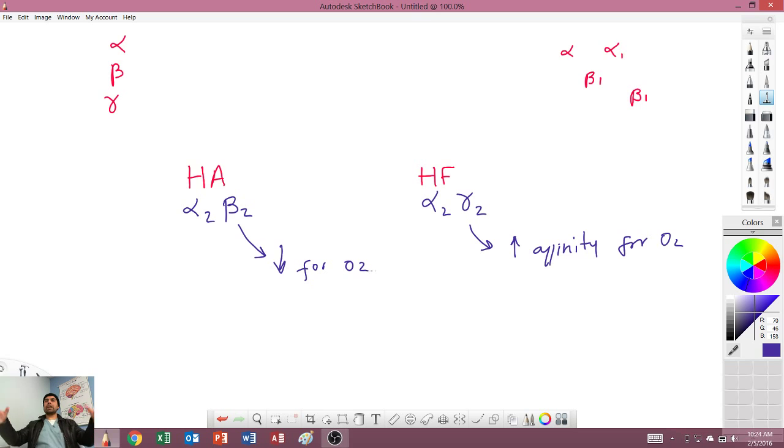Affinity means how tightly you hold on to something. Loving. If you love something, you don't want to let it go. You want to keep it, right? For example, we love money. Affinity in biochemical terms or organic chemistry, whatever term you want to use, it means keeping something, holding on to something, loving something. Beta has less love for oxygen.